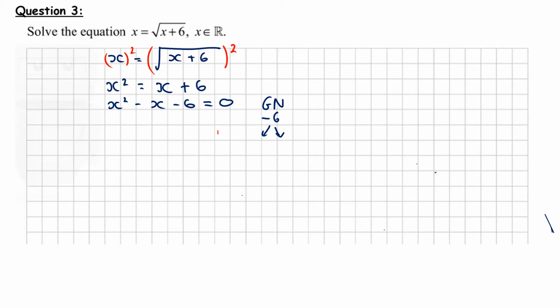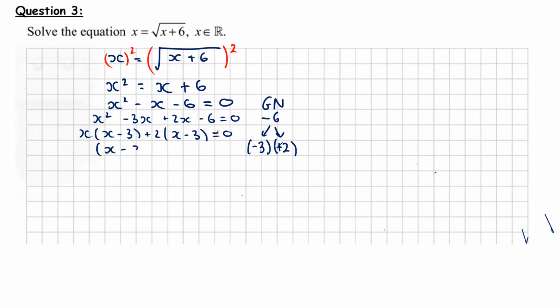Okay, so let's try again. So minus 3 and plus 2. If I add them, I get my minus 1, which is the number in the middle. So we get x squared minus 3x plus 2x minus 6 equals 0. x is common, so we get x minus 3, plus 2 is common, and we get an x minus 3, and that leaves us with the factors x minus 3 and x plus 2, and that all equals 0.